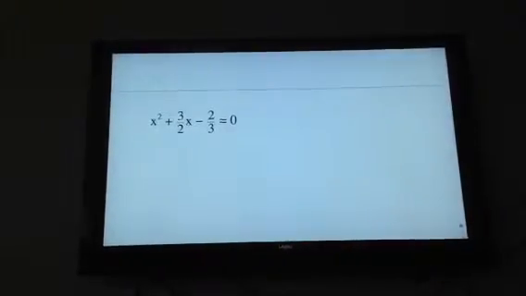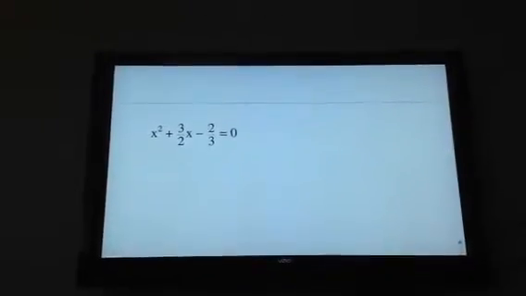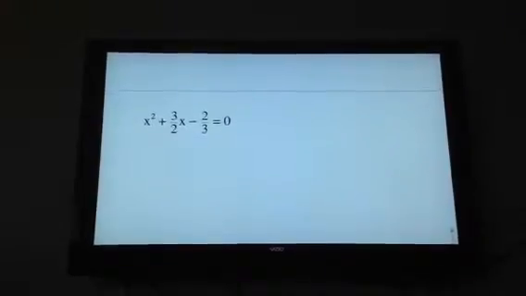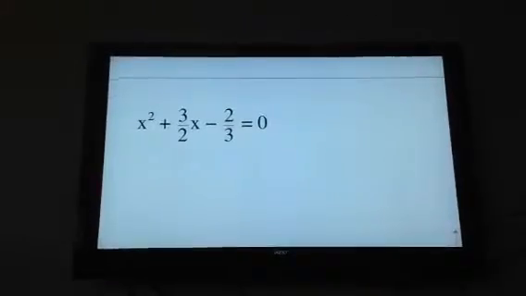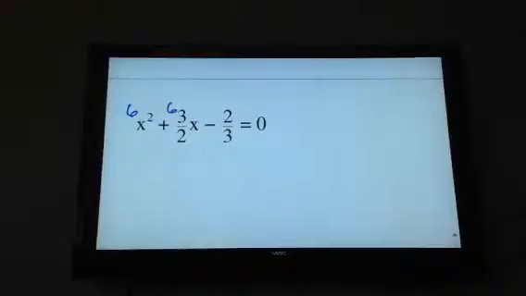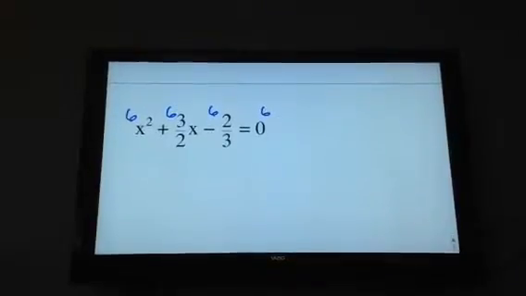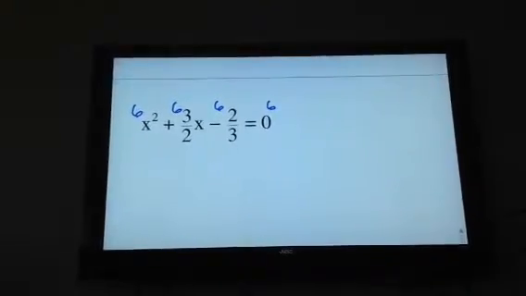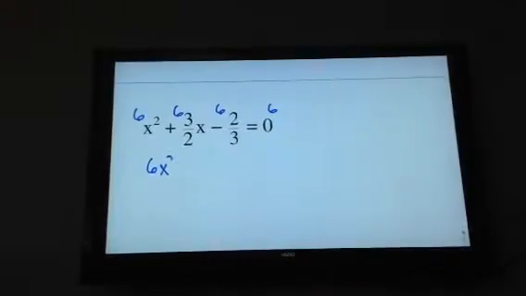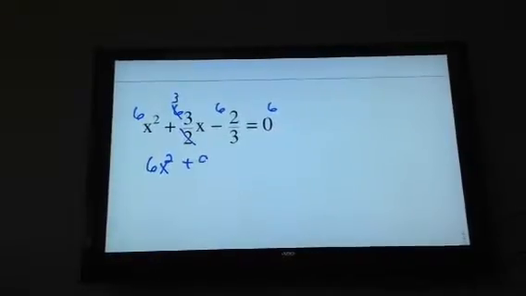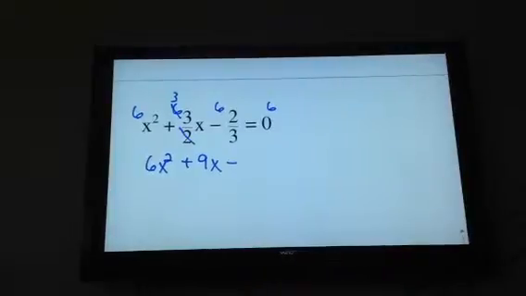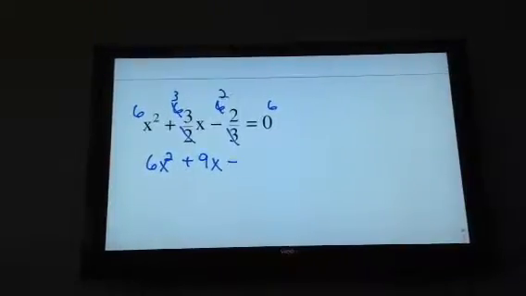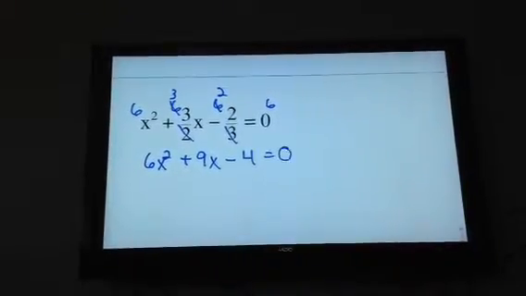Okay, next example has fractions. Do not work with fractions. Get rid of them. Multiply everything in this equation by the LCD, which is 6, all the way through. So I get 6 times x squared. 6 times 3 halves, 2 cancels, goes into 6 3 times, and I get 9x. Minus 6 times 2/3, 3 cancels, goes into 6 twice, and I get 4, equals 0.